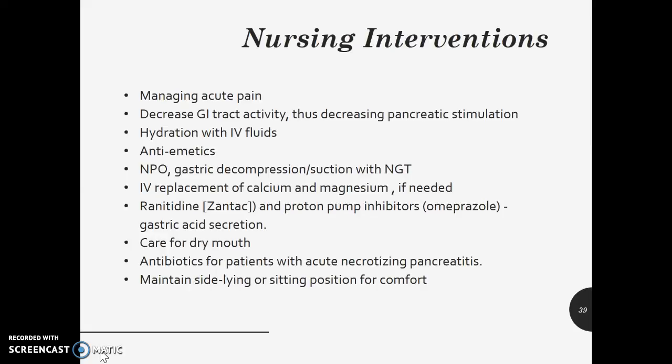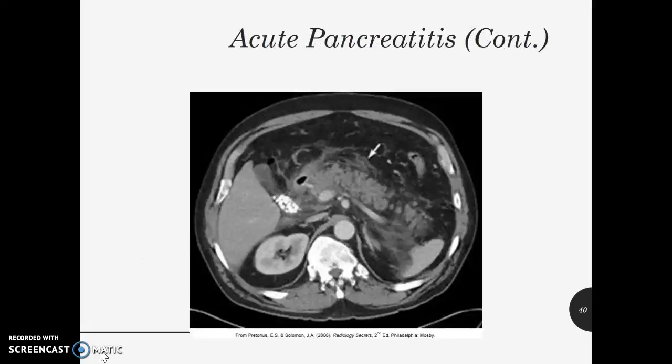And then antibiotics sometimes are ordered, and again the side lying position. Here's just some pictures.